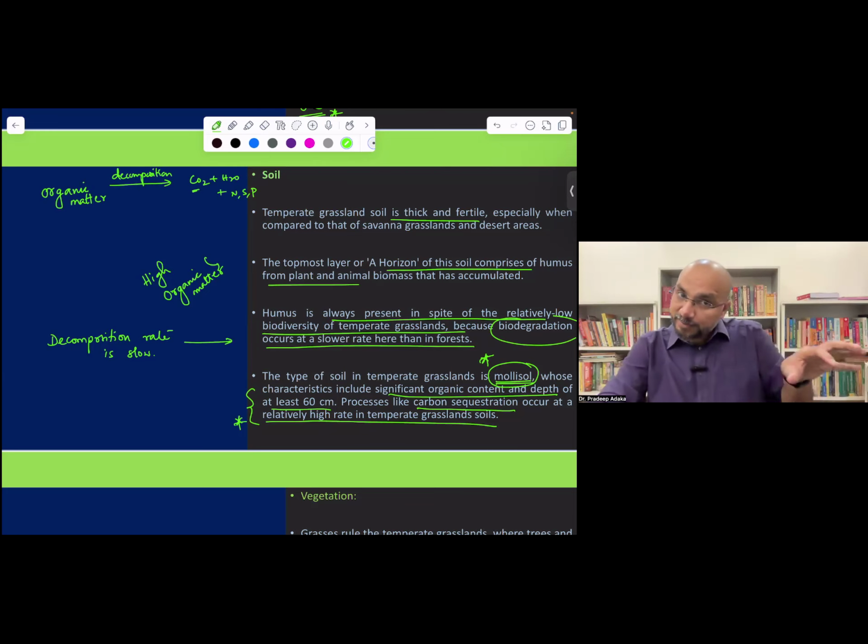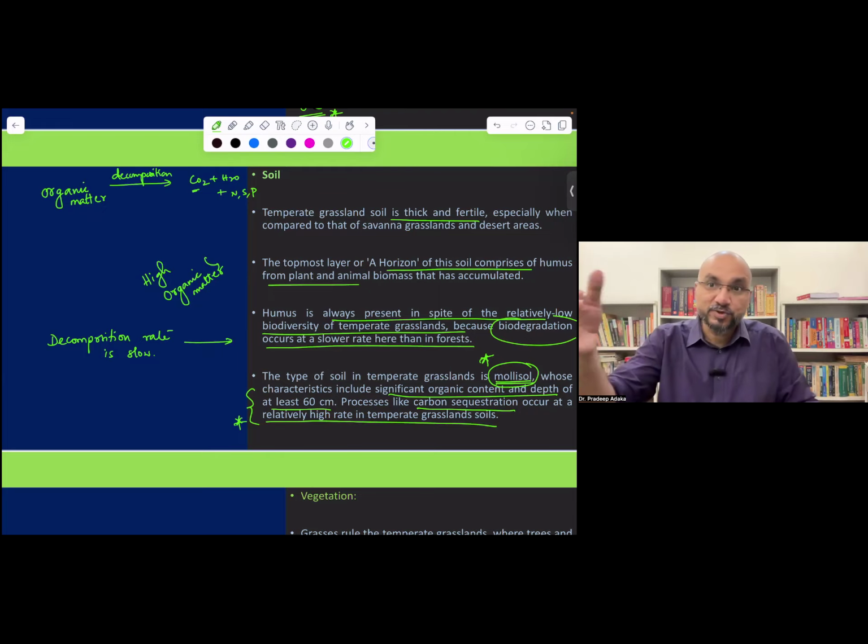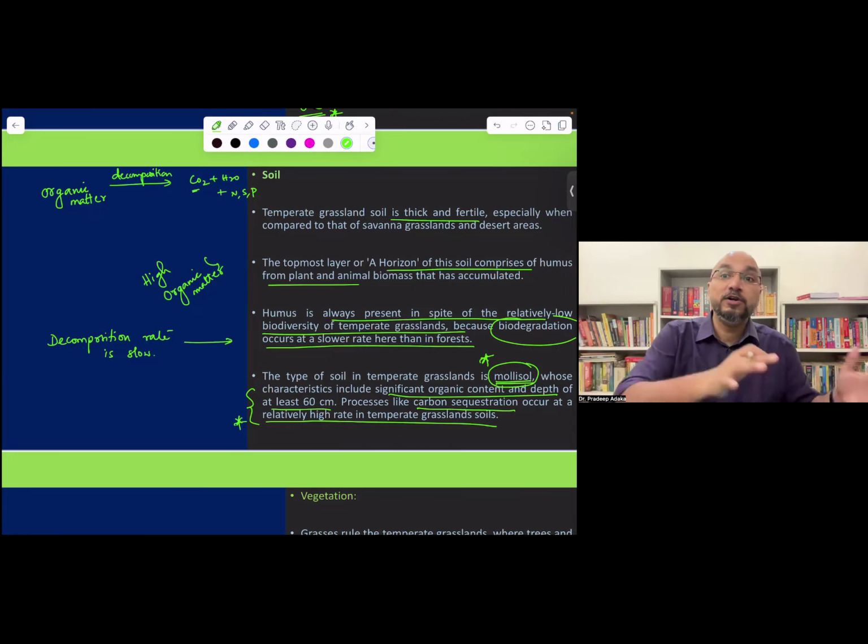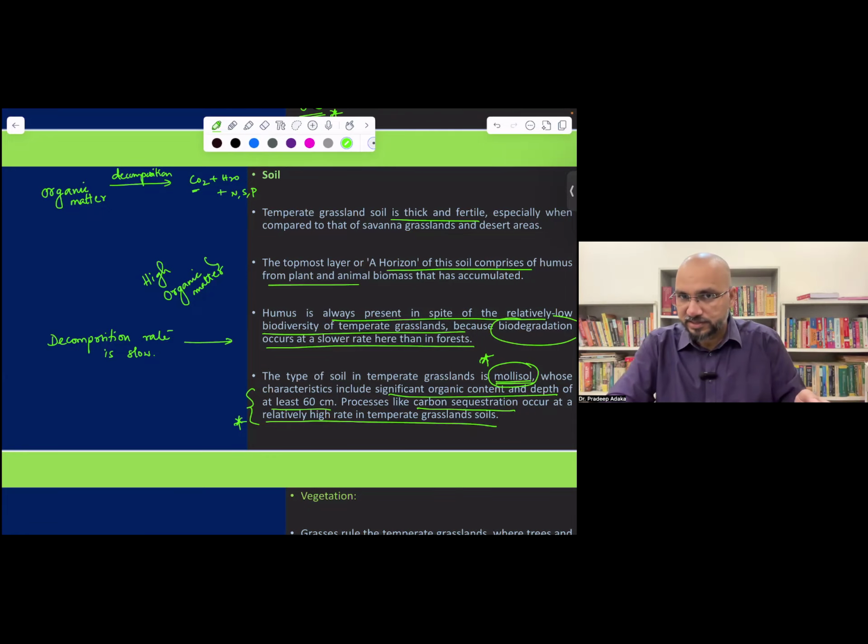But if this organic matter remains in the soil for a longer period of time without decomposition, what is happening? Carbon sequestration is happening. It is not turning into carbon dioxide immediately. It can be stored for a certain period of time, right? So carbon sequestration is happening here. It is higher when compared to other biomes. Okay, remember this question. It can be asked. Temperate grasslands, here the carbon sequestration occurs at a higher rate. Remember this, okay?